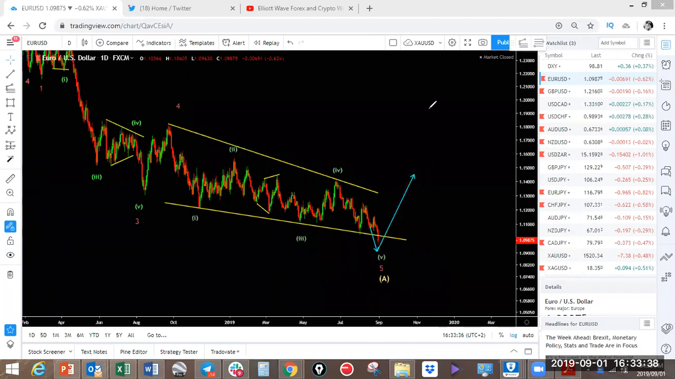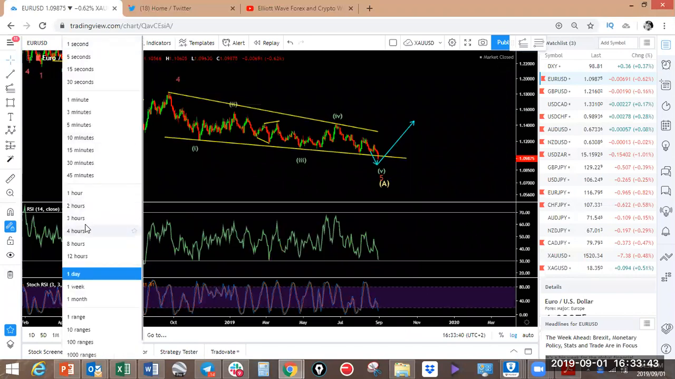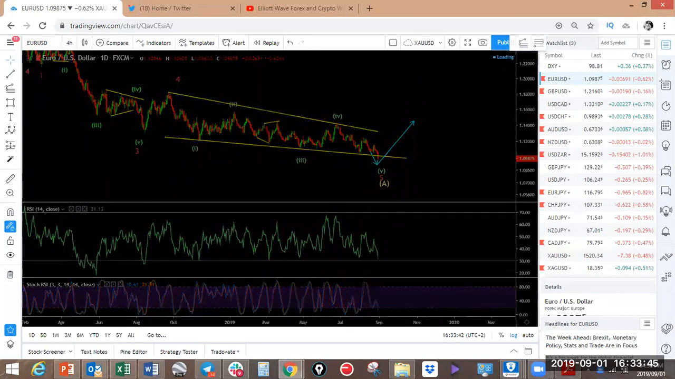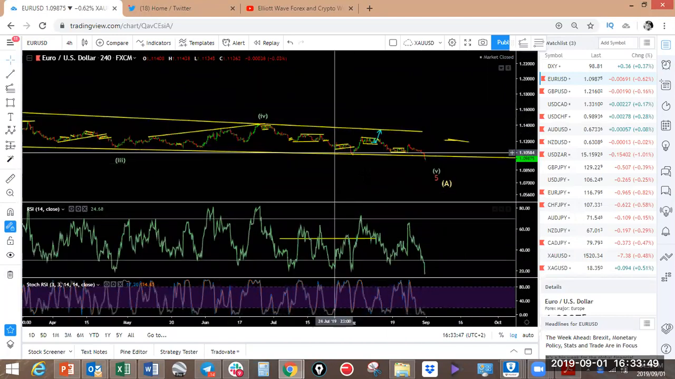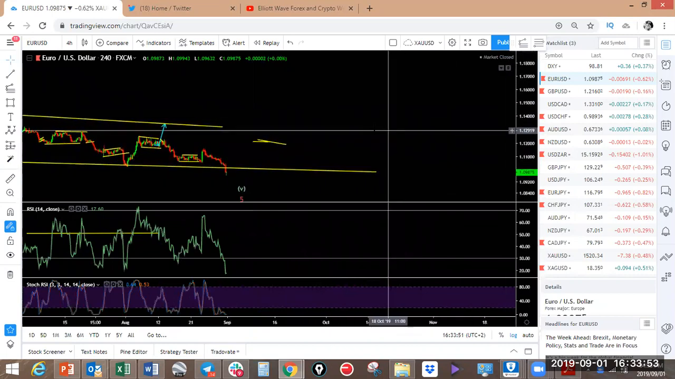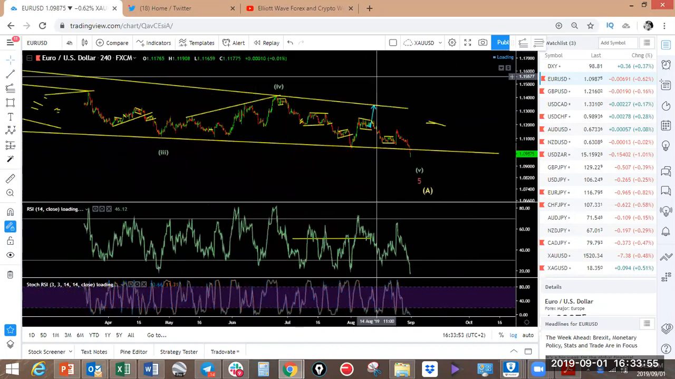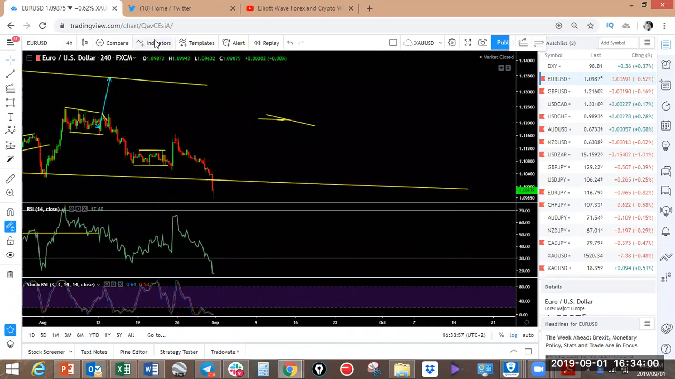Now, on the daily, we don't have divergence. Let's see if we've got divergence on the 4-hour. There's also no divergence on the 4-hour either. So that may push a little bit lower. So let's watch what happens there. Okay, it will be very interesting to see if we're going to get that pullback.